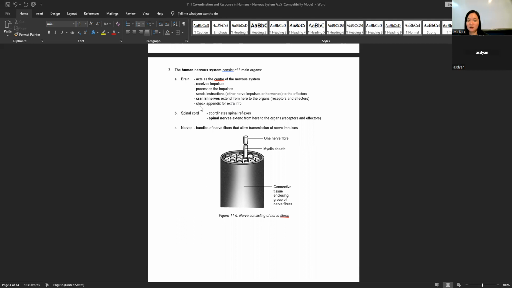Then we have the spinal cord. The spinal cord will coordinate spinal reflexes, and the spinal reflexes extend from the spinal cord to the organs. Then we have the nerve. Nerves are bundles of nerve fibers that allow transmission of nerve impulses. So we have one nerve fiber, and then we have myelin sheaths over here. This is basically one group of nerve fibers. We call it a nerve.